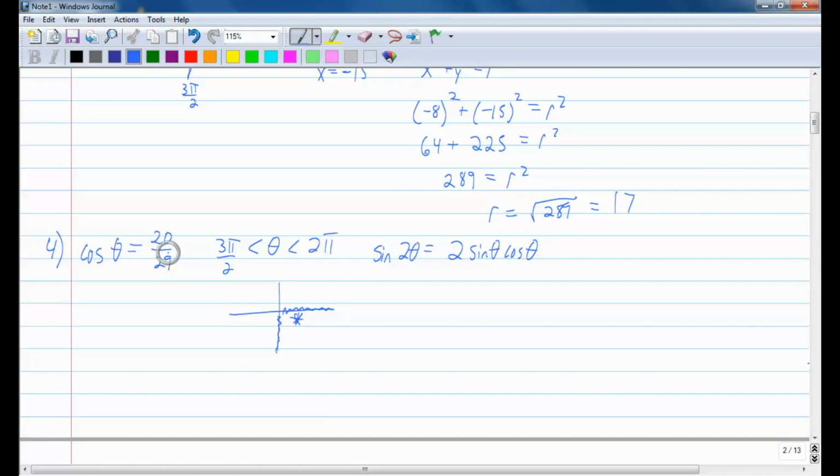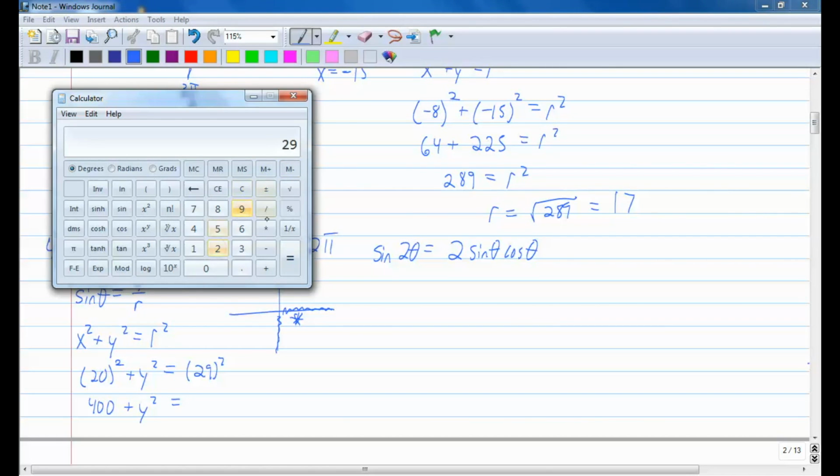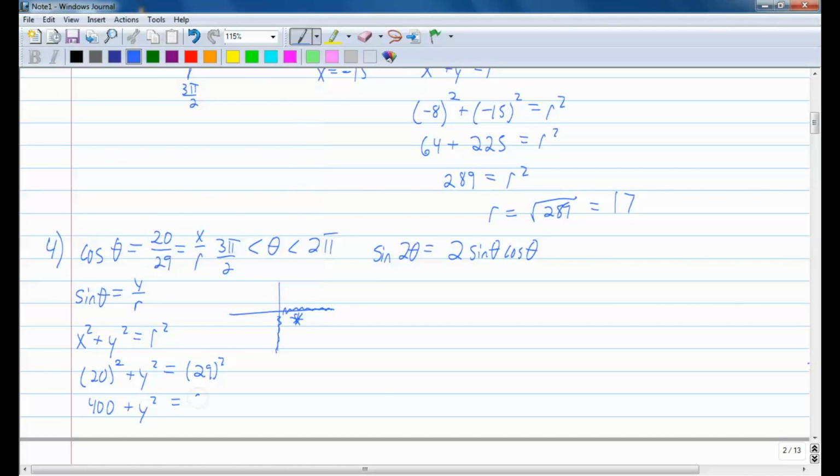We were given cosine of theta. We need to find sine of theta. Alright, remember sine is y over r, cosine is x over r. And since we're in the fourth quadrant, when we solve for y, we need to make it negative. So use x squared plus y squared equals r squared. So 20 squared plus y squared equals 29 squared. So 400 plus y squared equals 841.